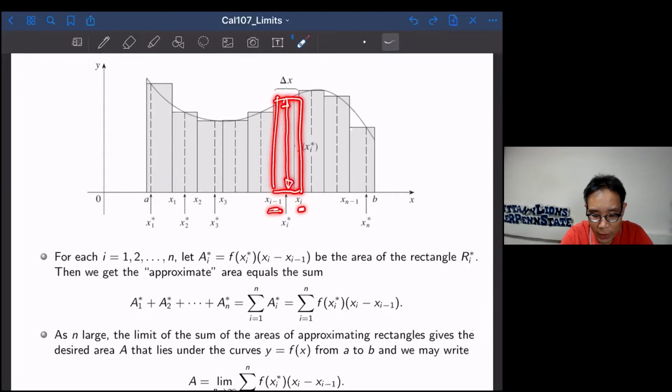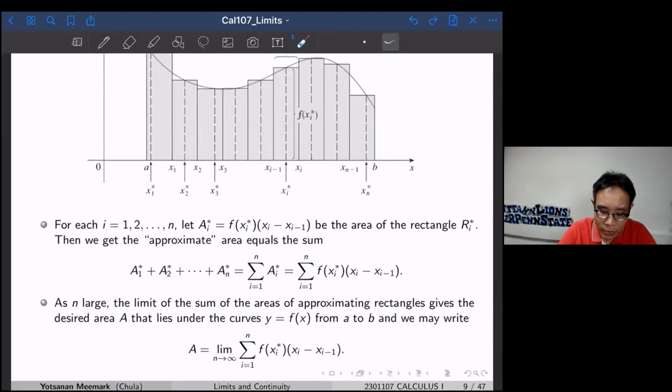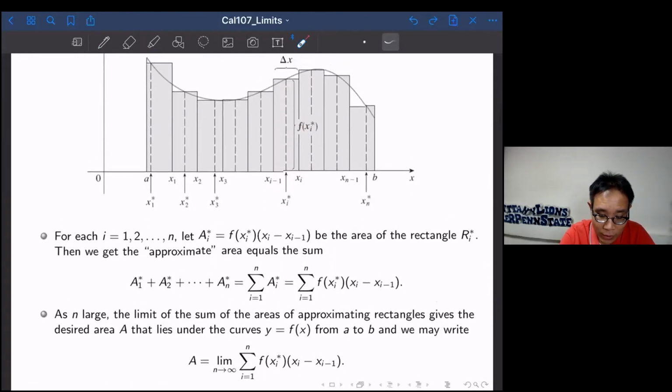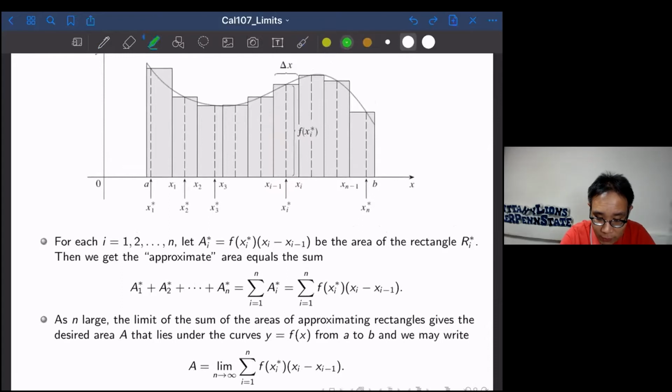So you may pick any point between xi minus 1 and xi, and you're gonna compute the value of the function that will allow you to obtain this height. Okay, so in this case, it's gonna be f of xi star multiplied with the width. The width will be xi minus xi minus 1. So this one is gonna be the area for this piece. Okay, so it's gonna be the green area.